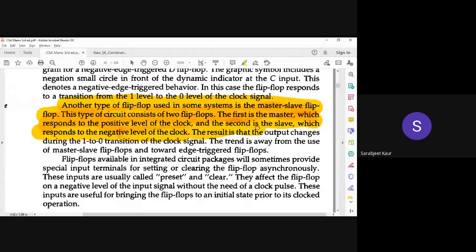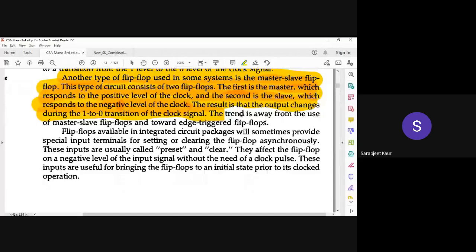The result is that the output can change during the 1-0 transition and also during the 0-1 transition. But they are saying that the trend is now away from using master-slave flip-flops, and towards using edge-triggered flip-flops more, either positive or negative edge-triggered flip-flops.